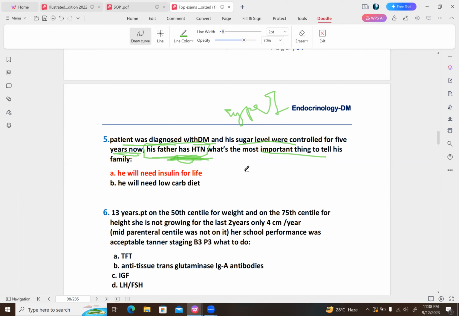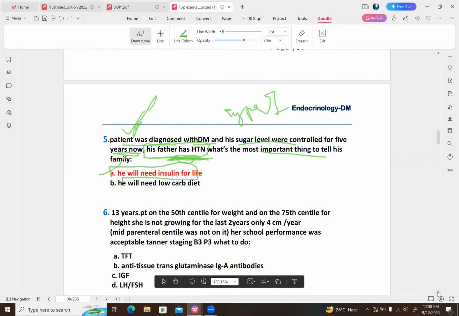Okay, so his sugar levels are controlled, but this is type 1 diabetes mellitus. For type 1, he's not producing insulin on his own, so he will need insulin for the rest of his life for better management.